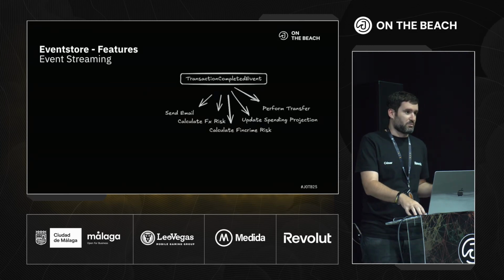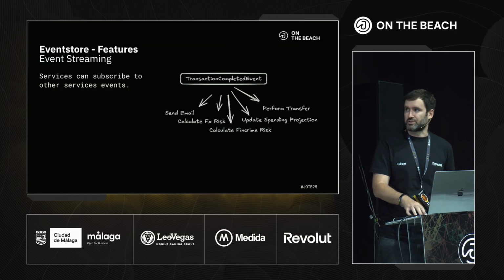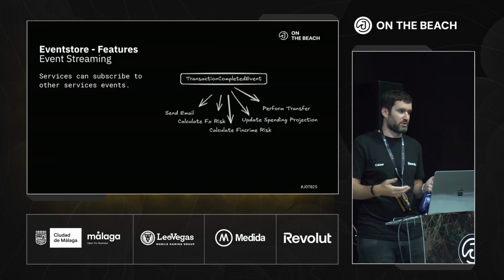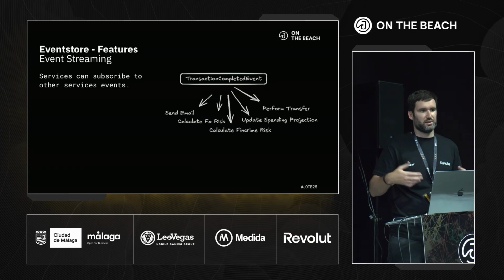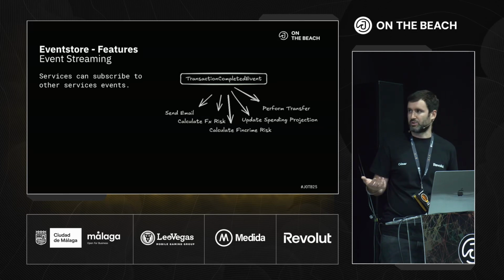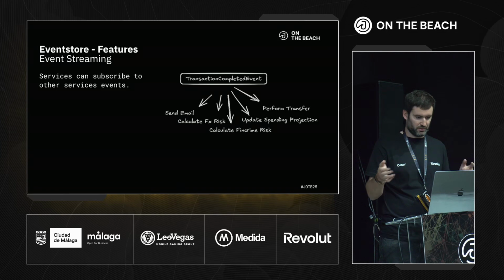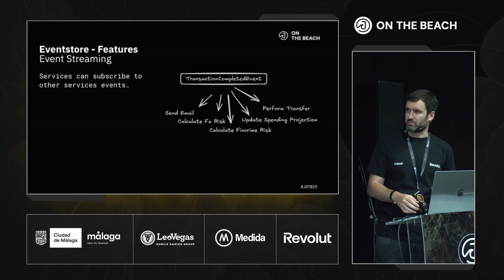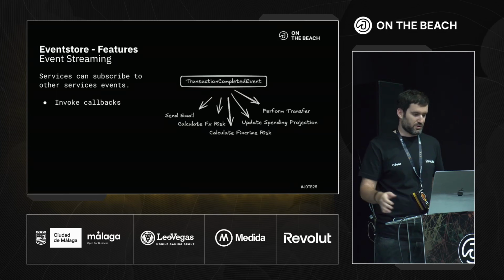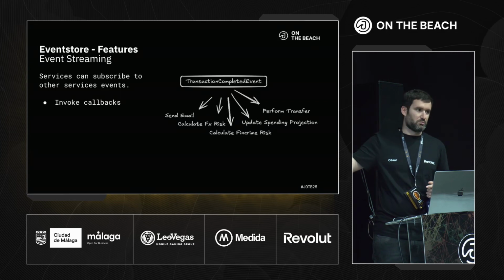The other side is, I would say, more straightforward, which is the event streaming side of things. It allows services to subscribe to services, and this enables a loosely coupled architecture instead of having intertwined connections between services. So, at least in Revolut, we are using it to invoke callbacks.